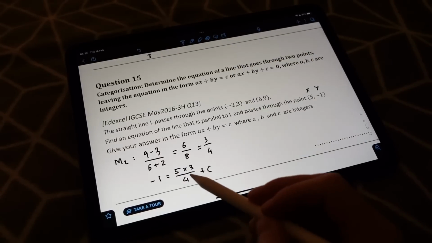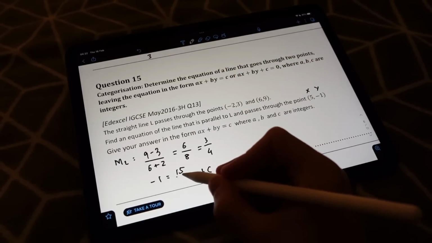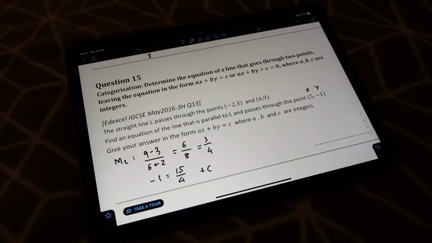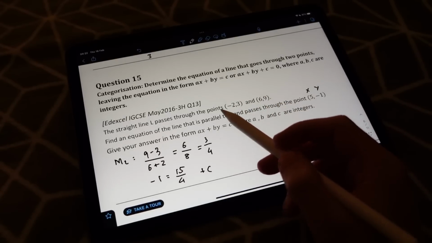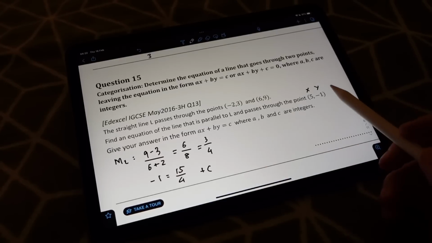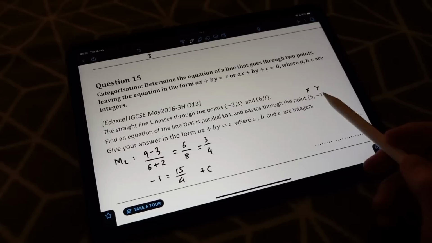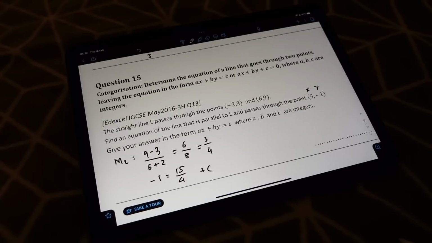And you know what? I'm just gonna go 15 over 4. And I'm actually adding 1 to that, which is going to give me 19 over 4, which is a bit peculiar. So I'm going to make sure I've done this right. Let's check again. I'm going to get 6 over 8, which is 3 quarters. That's correct. And negative 1 is equal to 5 multiplied by that. Yeah, it's just not nice.